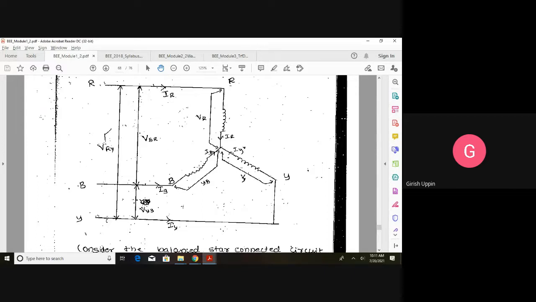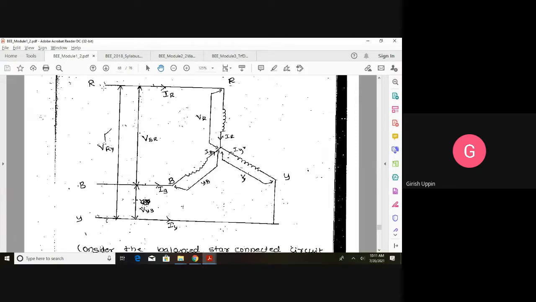Line voltages are represented as VL. Line currents are represented as IL. Phase voltage is represented as VPH and phase current is represented as IPH. Now we will see the different terminal line voltages.